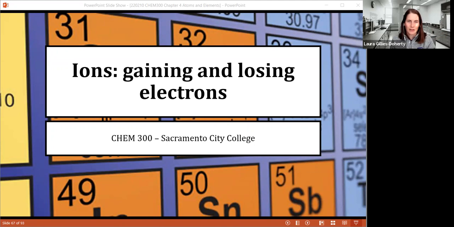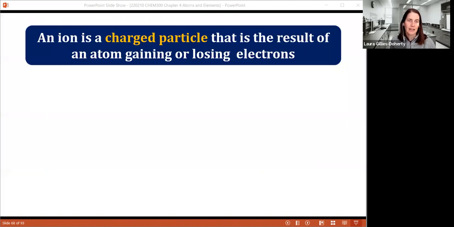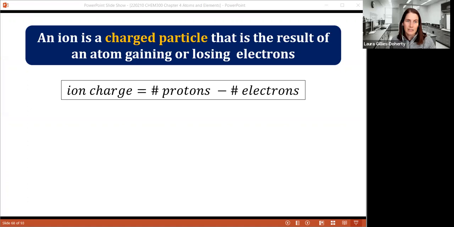We are in chapter 4 talking about ions in this lecture. Ions form when atoms gain or lose electrons. So we're going to be talking about the formation of ions throughout this section of chapter 4. An ion is a charged particle that's formed from the atom gaining or losing electrons. Anytime you want to figure out the charge of an atom, you can take the number of protons that atom has minus the number of electrons that it has.